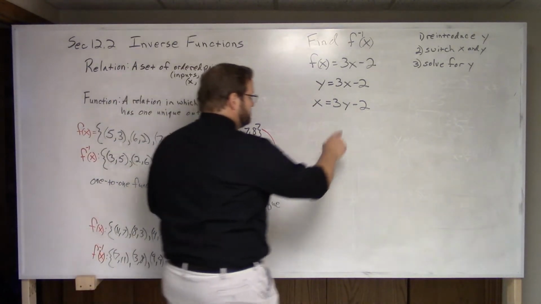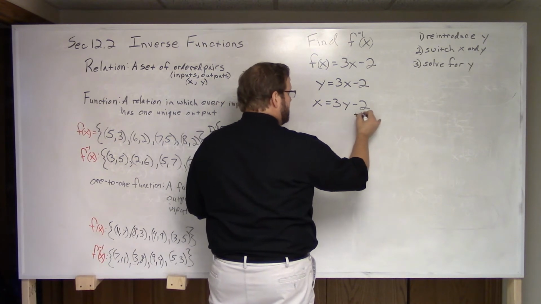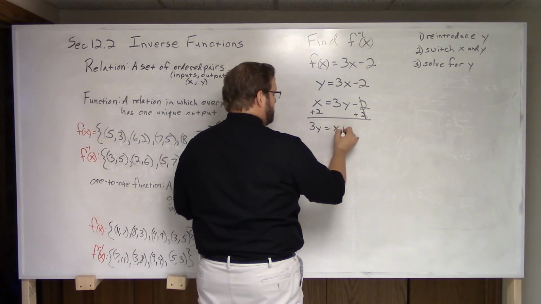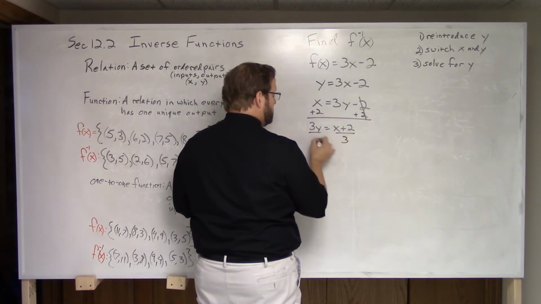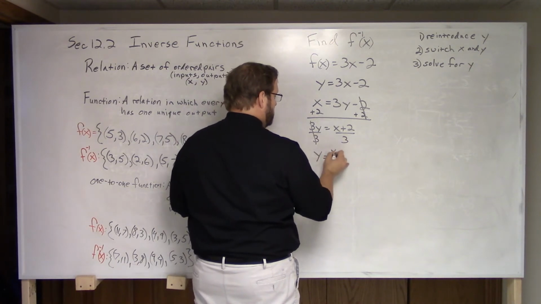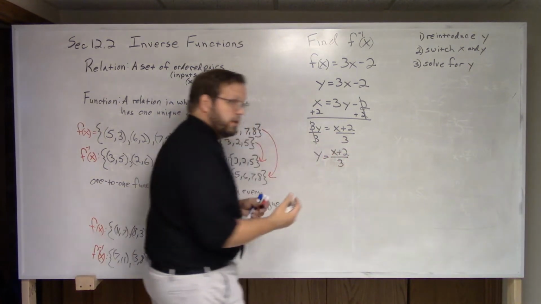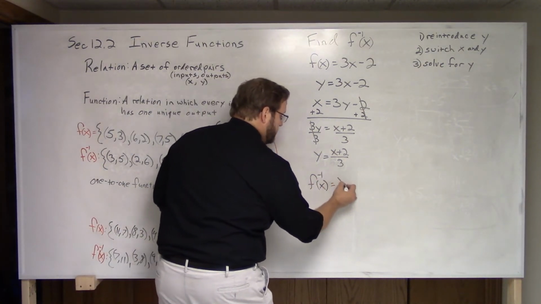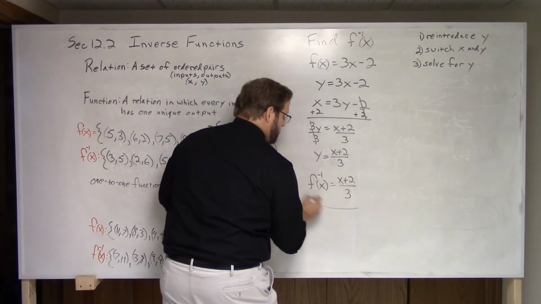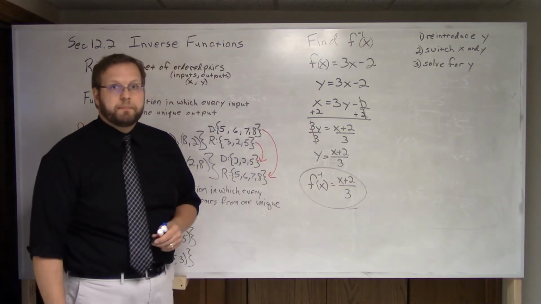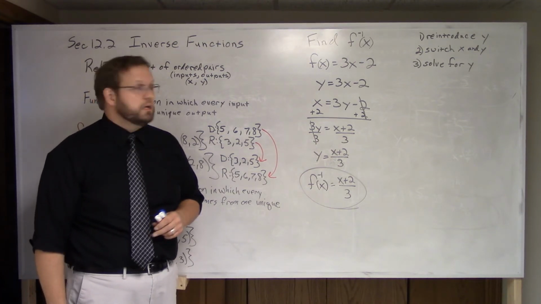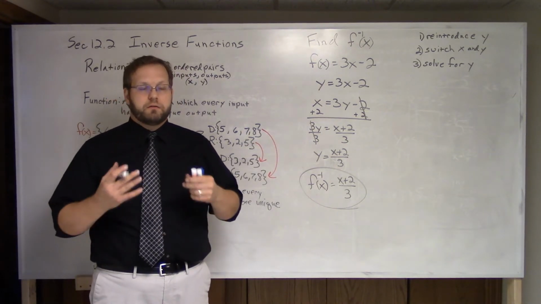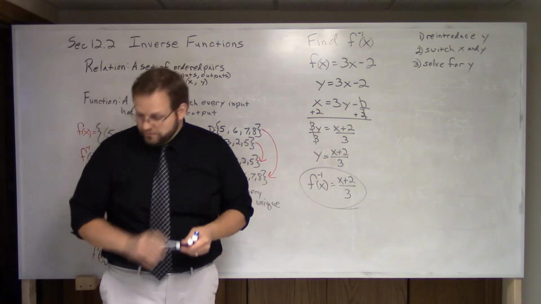Okay? So we've got something like this. I'm going to add a 2. I'm going to put that 3y first. And then I divide by 3. There's your y. Watch. I switch the notation out. And there's my inverse. Nothing more to it than that. So all it is, write x in place of y and y in place of x, solve for that y, there's your inverse. Okay? Let's look at another one.